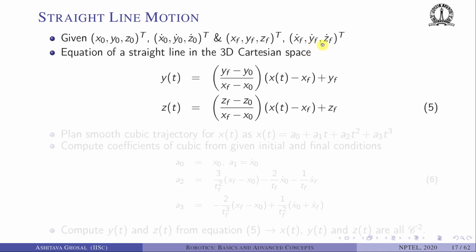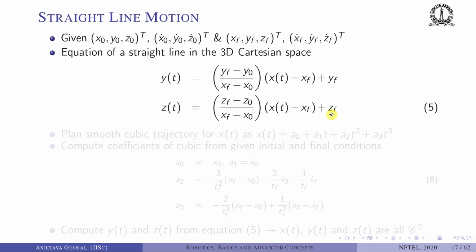Okay, so the equation of a straight line in 3D space can be represented by two equations. So it is like y equals mx plus c and z equals m2x plus c2. In general we can write y as some slope into (x(t) minus xf) plus yf, and z(t), as a function of time, is some slope into (x(t) minus xf) plus zf.